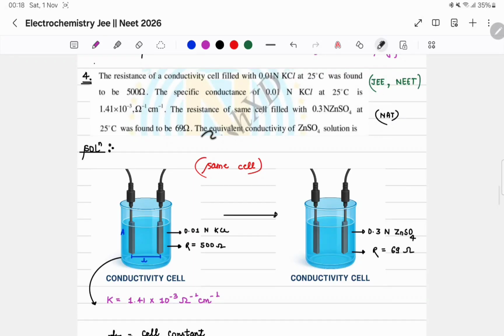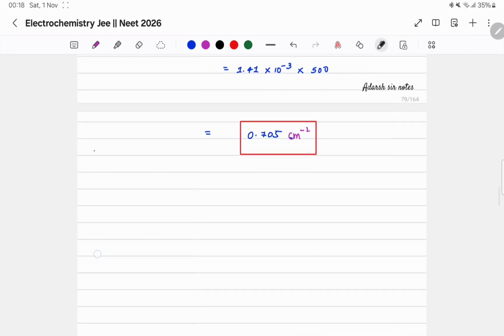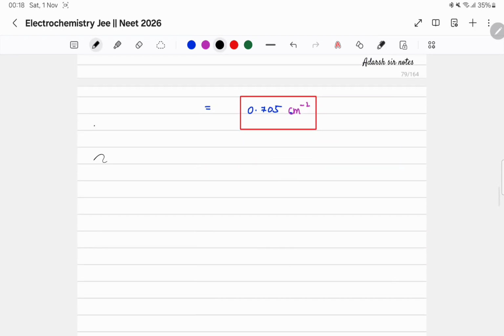The moment I calculated the cell constant, let's check our question again. They are asking equivalent conductivity. Class, be aware they are not asking molar conductivity. Along with JEE and NEET, this question is very important for boards also. In boards they have asked molar; in place of normality they have put molarity. So let's see. If we talk about equivalent conductivity, we represent it by this symbol.